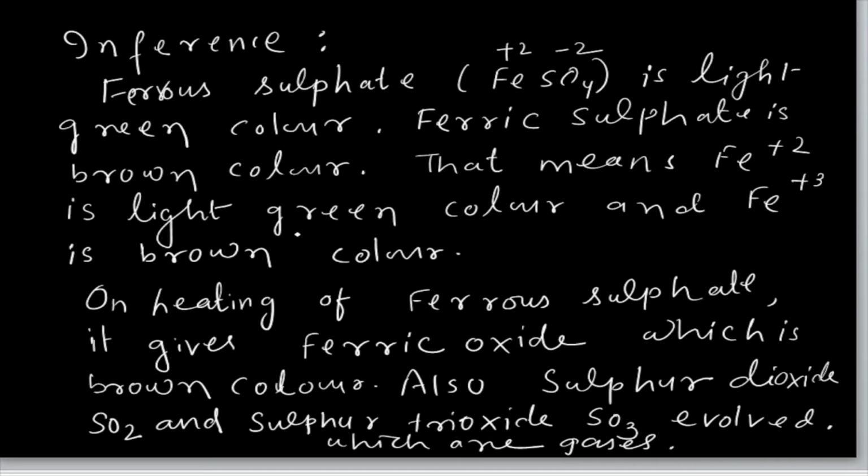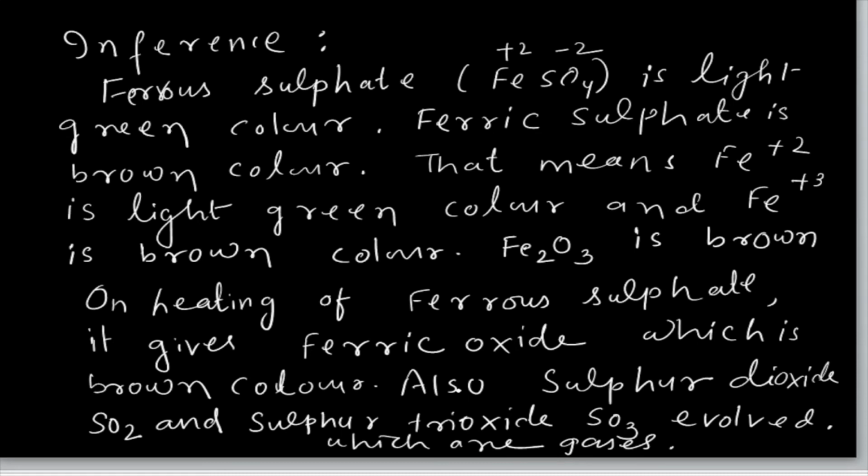That means Fe2+ is light green and Fe3+ is brown. Fe2O3 is brown, and ferric sulfate, Fe2(SO4)3, is also brown. So it indicates that Fe3+ is always brown and Fe2+ is always green. On heating ferrous sulfate, it gives ferric oxide, which is brown.